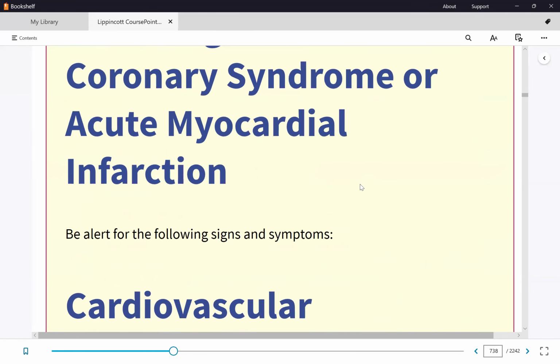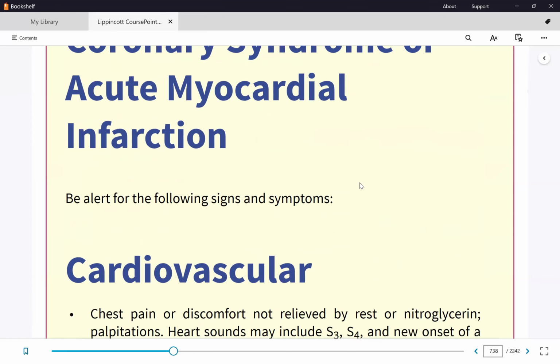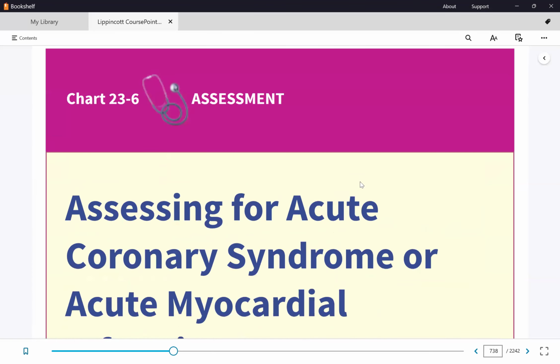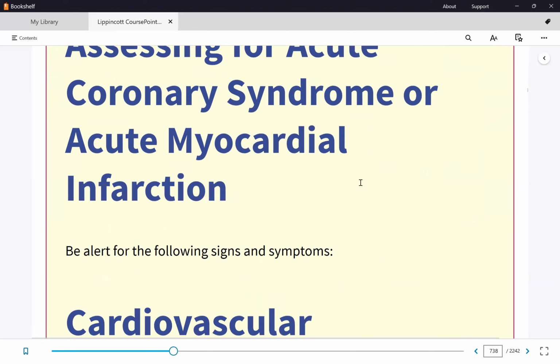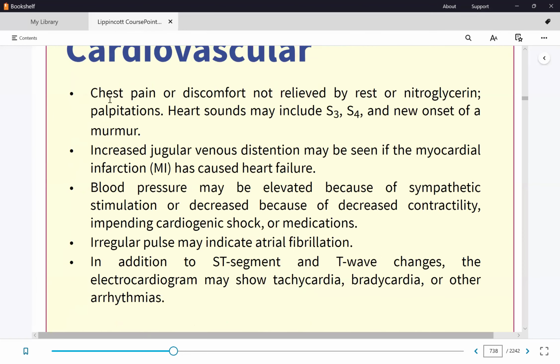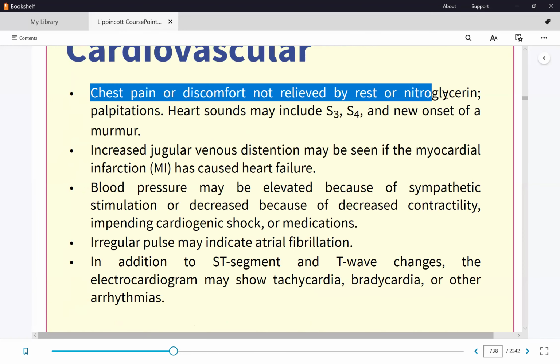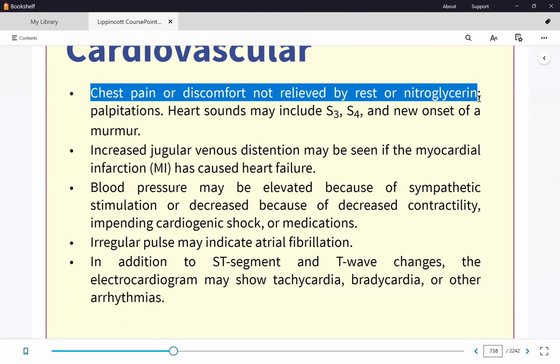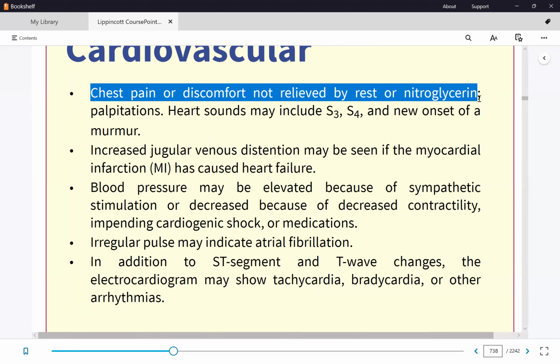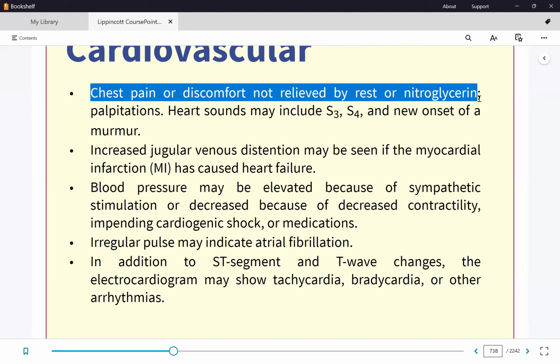Okay, so this is what I meant earlier. Remember when we talked about the nitroglycerin teaching? Look at it here. This is chart 23-6, assessing for acute coronary syndrome. Chest pain that is not relieved by rest or nitroglycerin. Did this statement say it has to be 3 nitroglycerins? Did it say it has to be 3 sprays or 3 tablets? No, it just said if it is not relieved by rest or nitro.